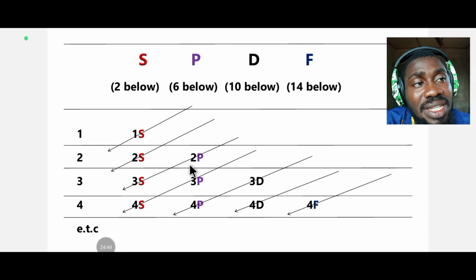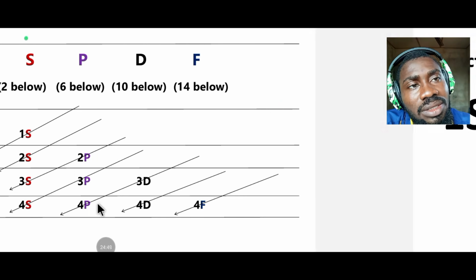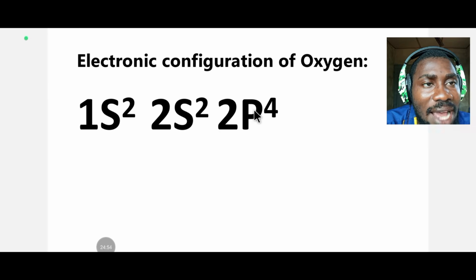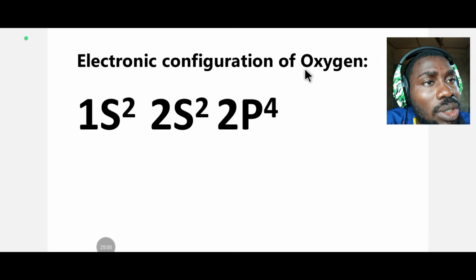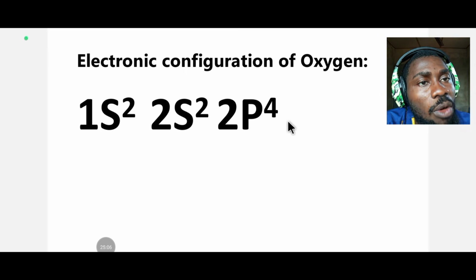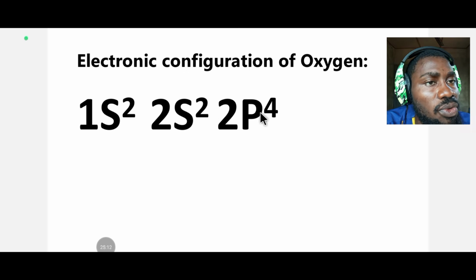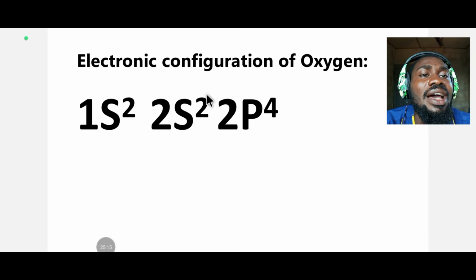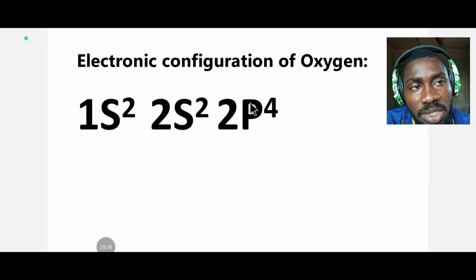Remember, the electrons represent the atomic number. Let's put 2p4. Why did we put 4? Because if we put 6 here, it's going to be more than the atomic number of oxygen, which is 8. So we put 4 to complete it. When you add what we have here, 2 plus 2, that's 4, plus 4, that's 8. So this is the electronic configuration of the element Z, which is oxygen.